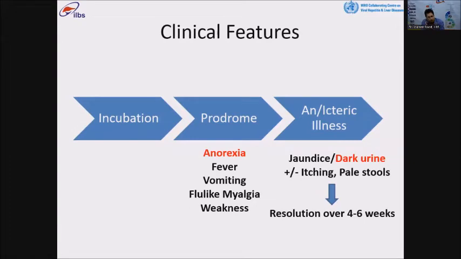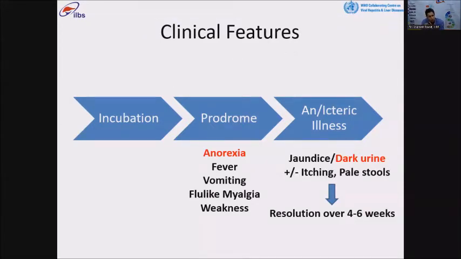There is an incubation period in which the virus enters the body and then starts multiplying. When the viremia occurs, there is a first phase which is known as the prodrome. Prodrome is nothing but that before you start seeing jaundice, before you start seeing yellow eyes and urine, a few days before that, the patient would start feeling ill. They would have decreased appetite. Anorexia is the most important component.